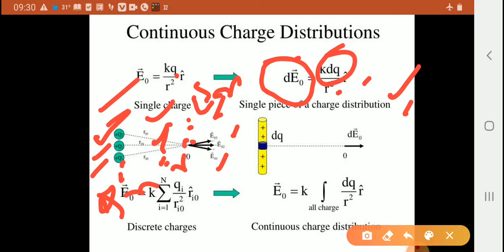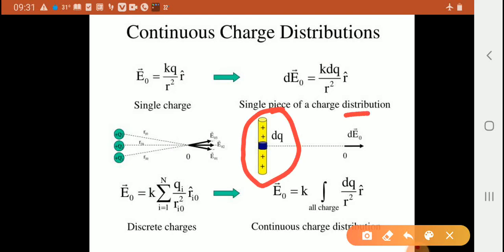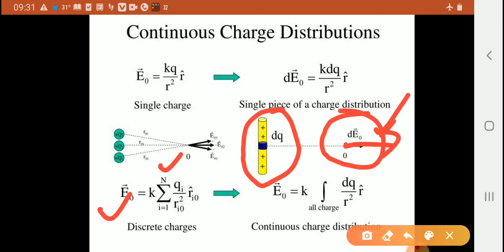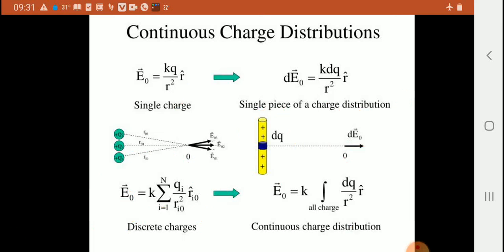So at point P, here charges dq, this is the positive charge, and the electrical field intensity dE. So E equal to k summation i equal to 1 to n of qi upon ri square, ri unit vectors. This is a discrete charge, this is the discrete value, and single charges, single piece of charge distributions, and continuous charges.